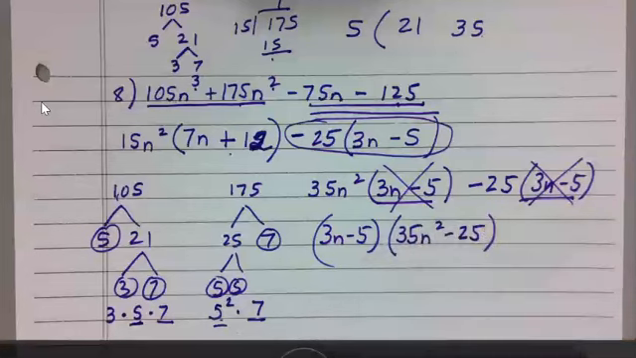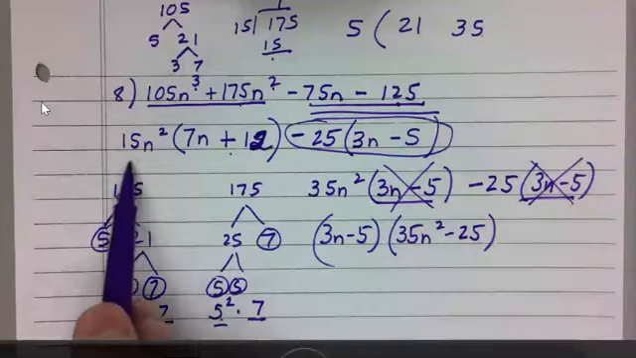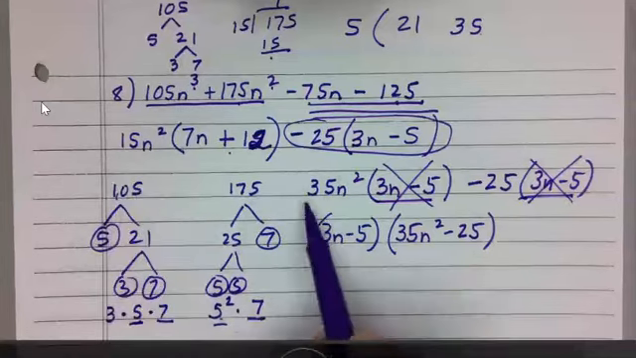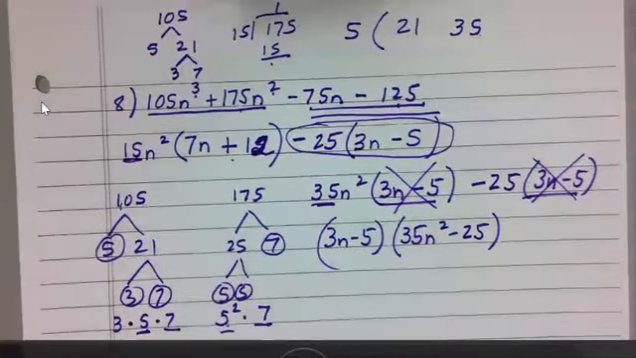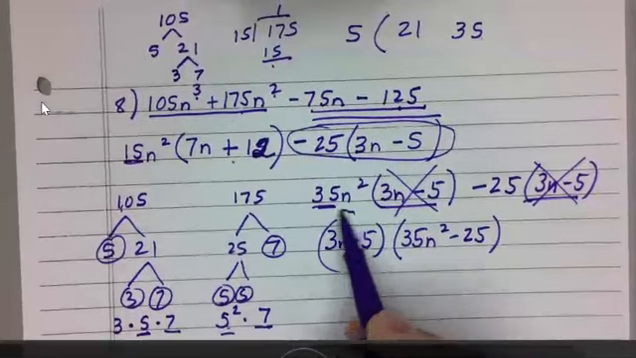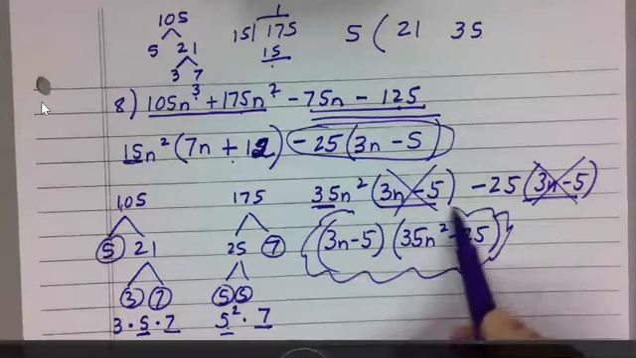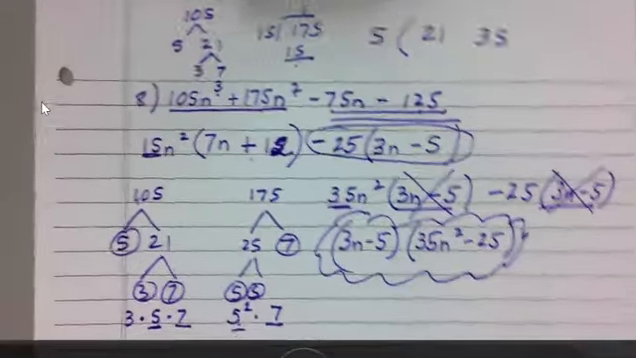Okay? Got a question? I screwed up. I didn't factor out the greatest common factor. The greatest common factor was 35, not 15. That was my fault. Okay? There's your final.